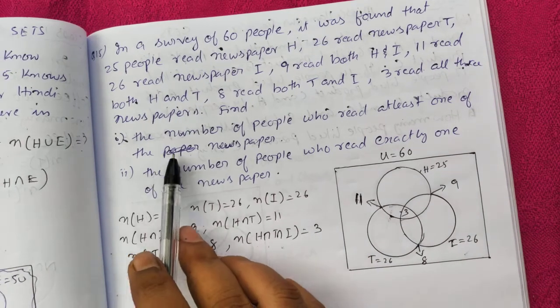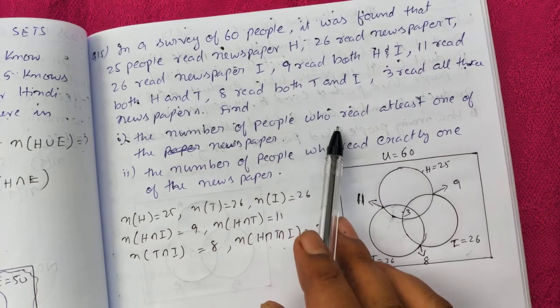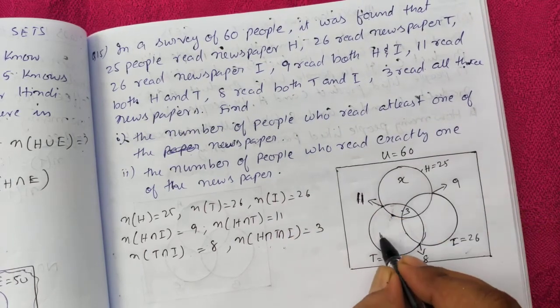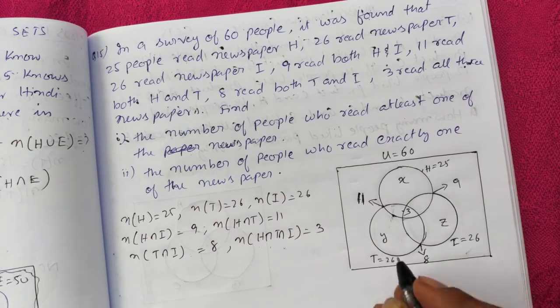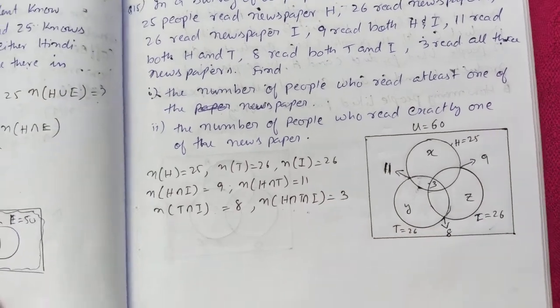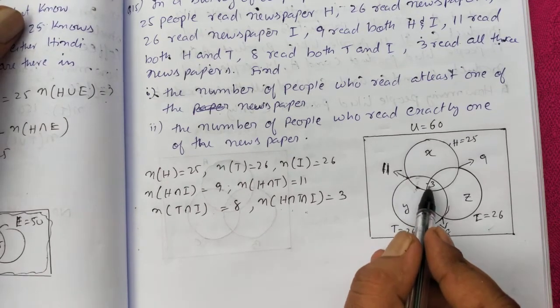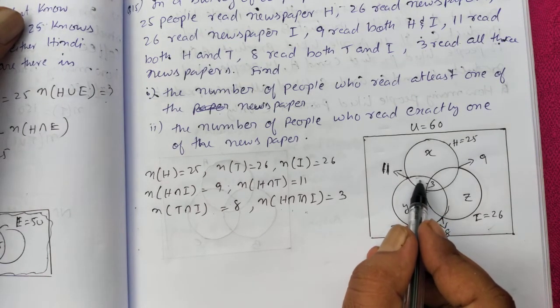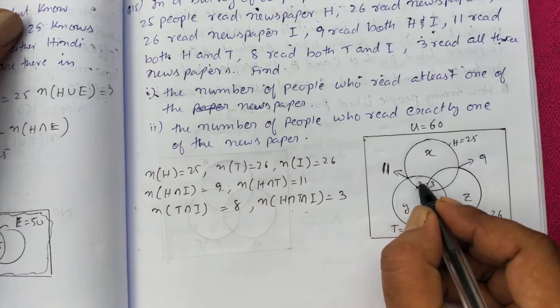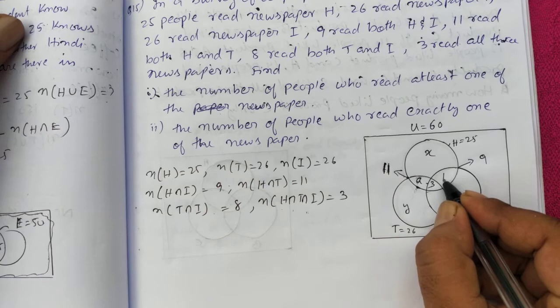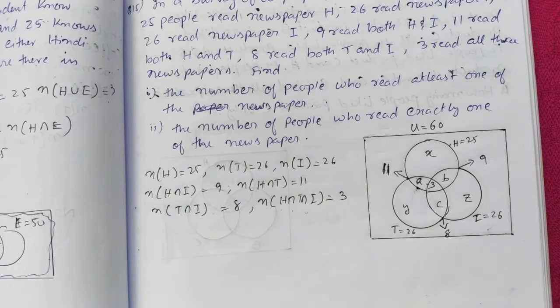The question is the number of people. You're going to find the number of people who read at least one of the papers. So if I mark this part as X, Y, and Z, this one from the diagram also we can find. If this is 3, the remaining parts, suppose I mark A, B, C. Let us find A.